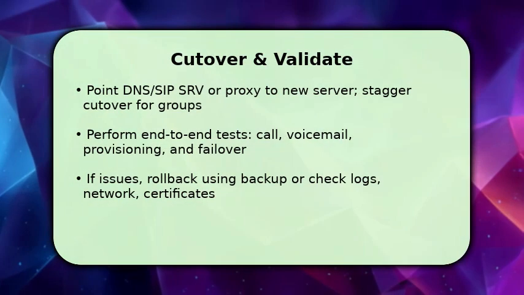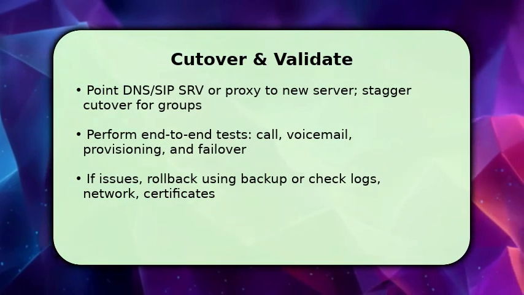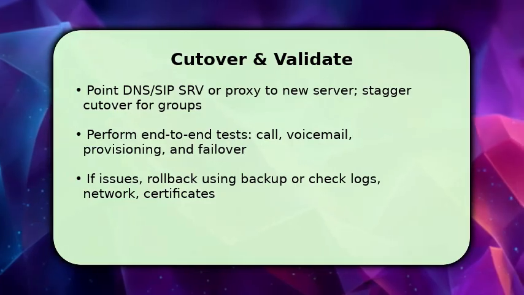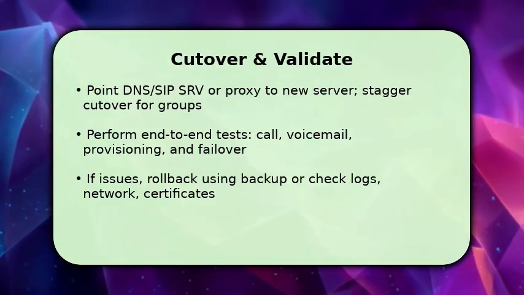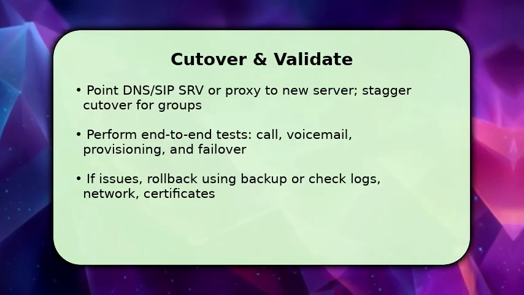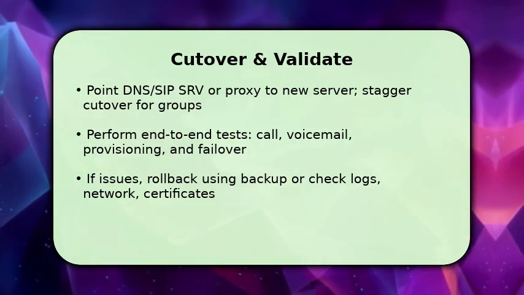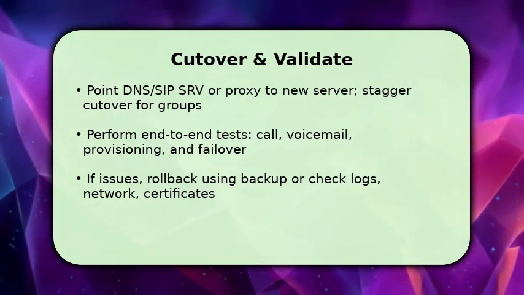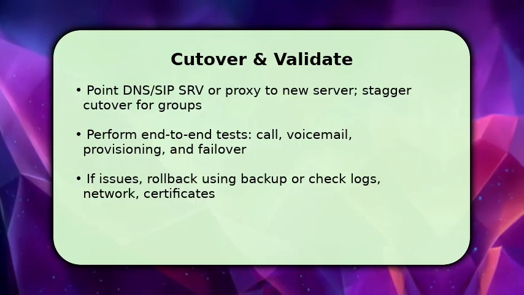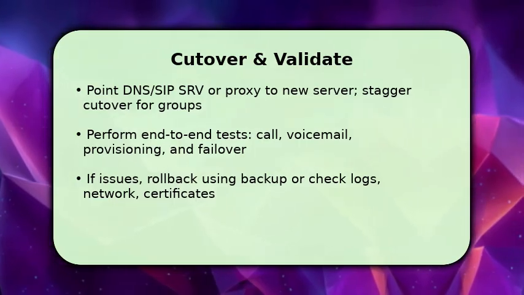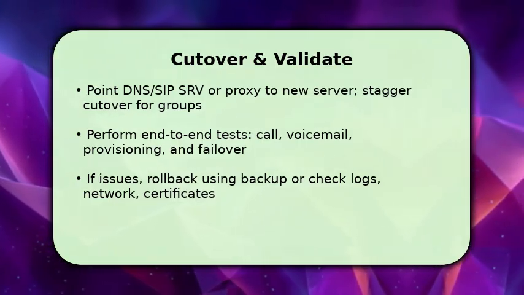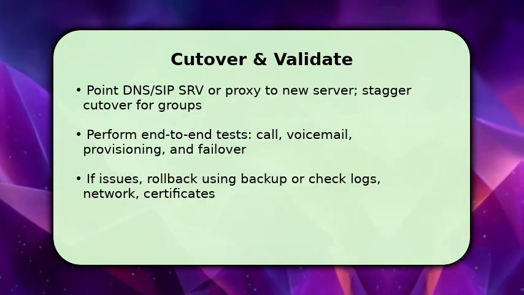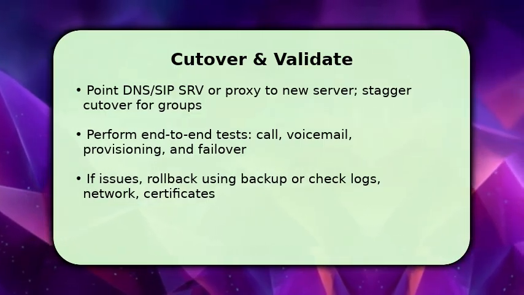You finish with a controlled cutover and verification. Change DNS or SIP SRV records and update any proxy routes. Do this in staggered waves if possible to limit impact. Then perform end-to-end tests. Place calls, access voicemail, reprovision a sample phone, and simulate failover so you confirm behavior under load. If something goes wrong, immediately revert to the backup or reapply previous network settings.